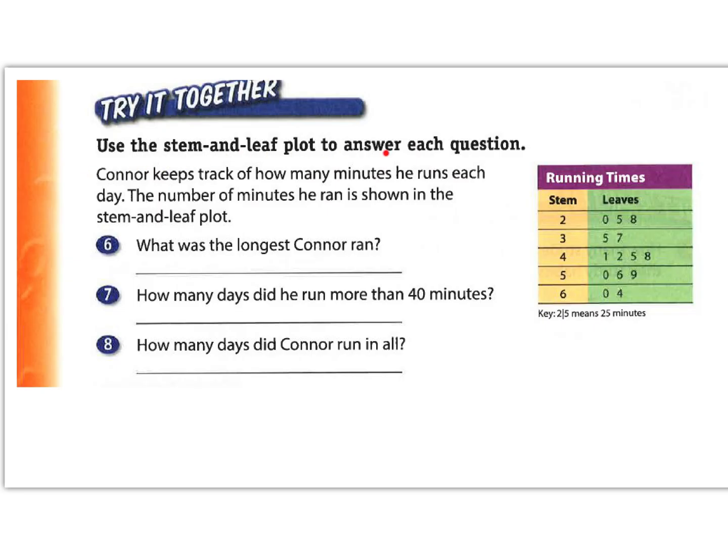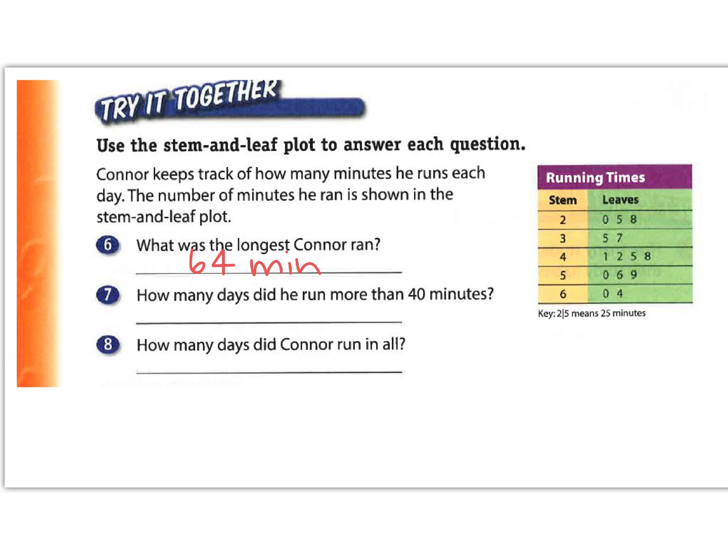This says, use the stem and leaf plot to answer each question. So sometimes you'll be given a stem and leaf plot, and then you have to answer the questions from it. This says, Connor keeps track of how many minutes he runs each day. The number of minutes he ran is shown in the stem and leaf plot. So here it is, running times. So 2/5 means 25 minutes. So what was the longest Connor ran? Well, we've got to go up to the longest, so 64 minutes. Wow, that's a long time to run. So 64 minutes.